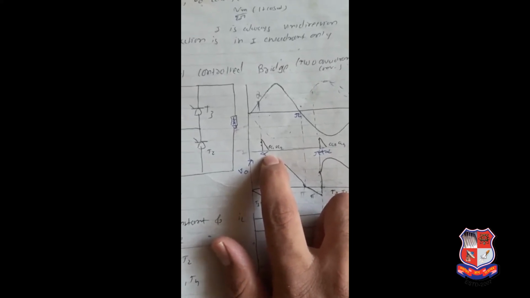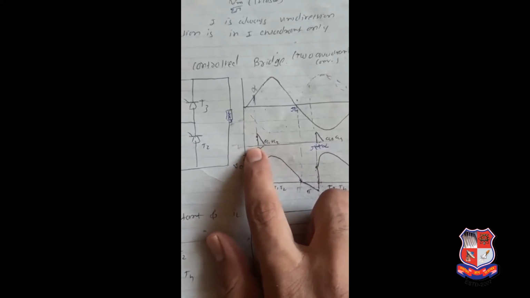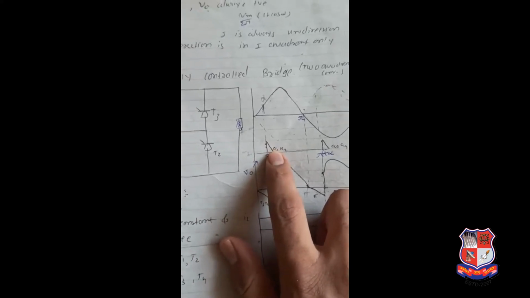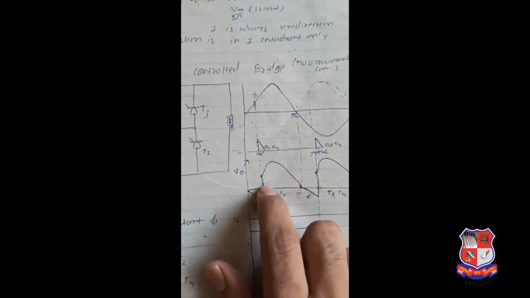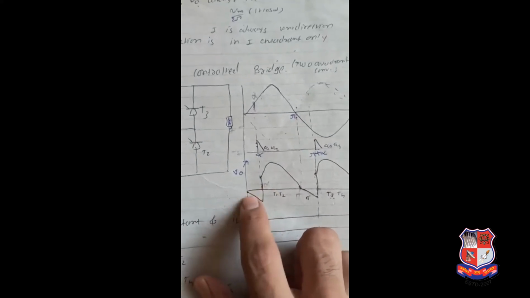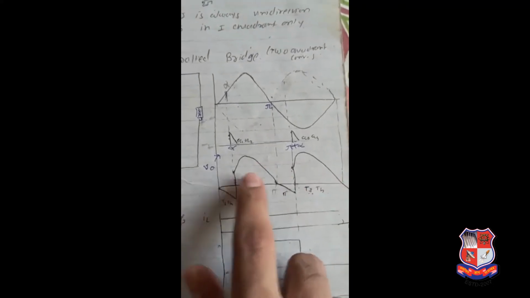So what happens between 0 to alpha? Obviously from 0 to alpha, T3 and T4 are on. As soon as you give the gate pulse at alpha, T1 and T2 start conducting, and T3 and T4 turn off. So from 0 to alpha, T3 and T4 conduct, from alpha to pi plus alpha, T1 and T2, again from pi plus alpha to 2 pi plus alpha, T3 and T4, and from 2 pi plus alpha onwards, T1 and T2 conduct. This cycle keeps repeating. In this way the single phase fully controlled bridge rectifier works.